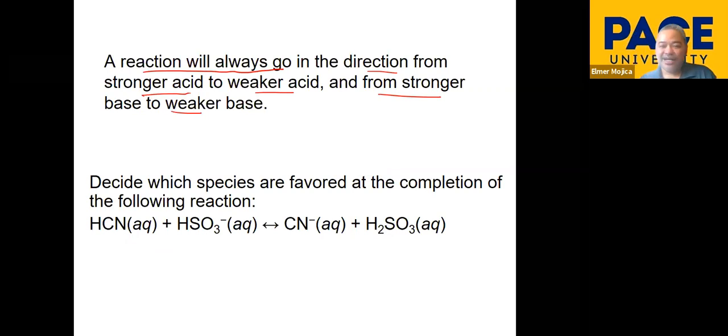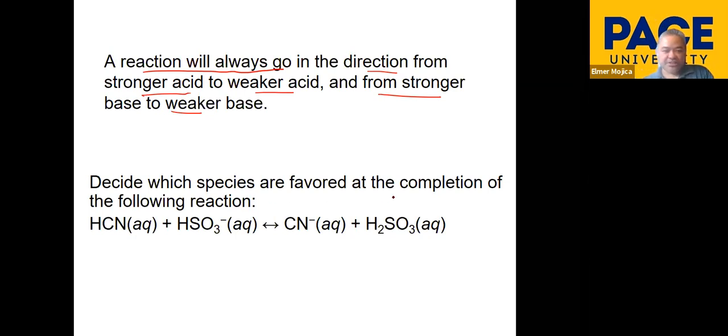So it's not only in real life that the strong ones are dominating. Even in the chemical world, the strong acids and the strong base will be the ones dictating the direction of the reaction. And that's the direction in which the strong acids and base are in the reactant side. So let's try to look at this one.